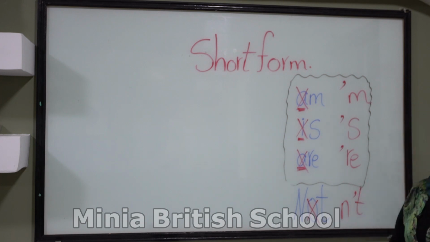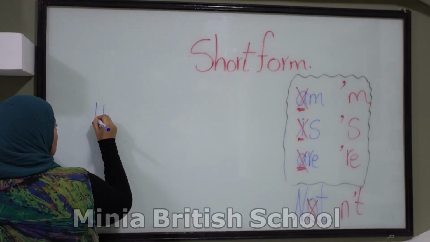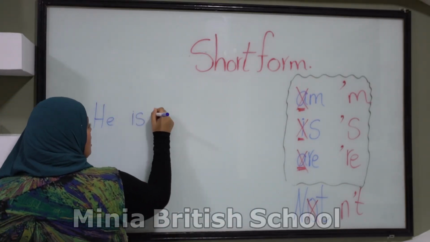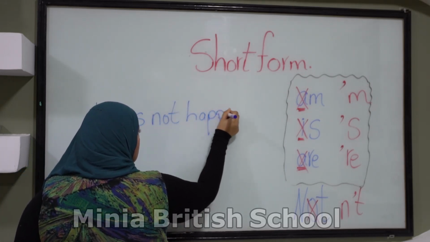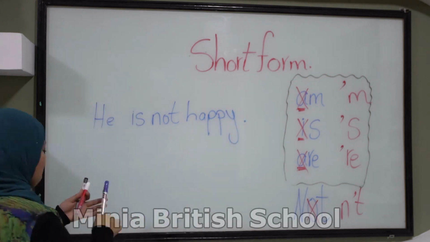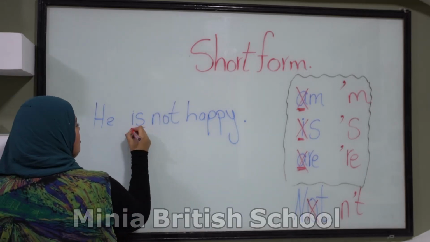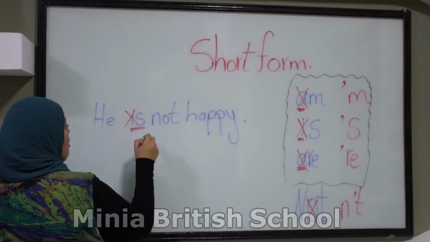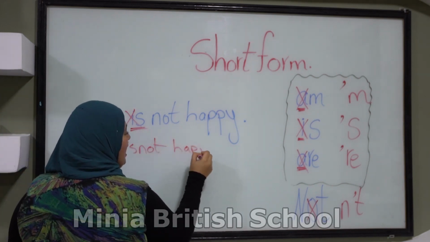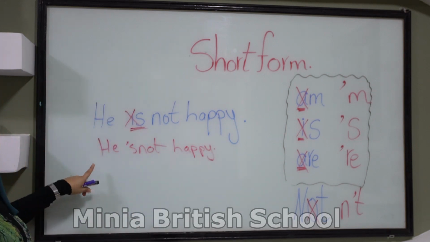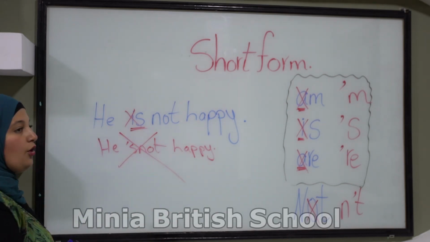So if I have a sentence, look at this one. He is not happy. And I need to make a short form for this one. Yes, miss, you say short form for am, is, and are, and I see here is. So I will make the short form for is. I will omit the i and I will write he's not happy. And I finish. This is no. This is X. This is incorrect.